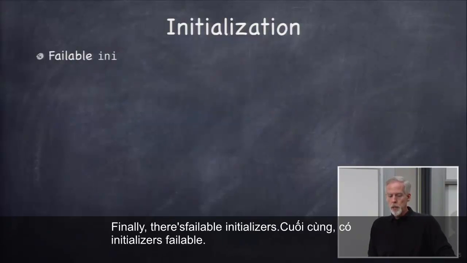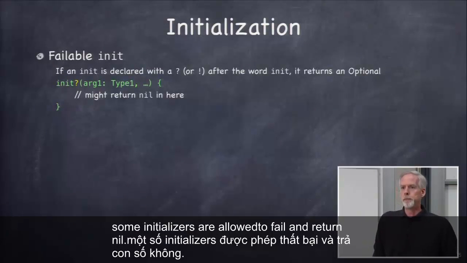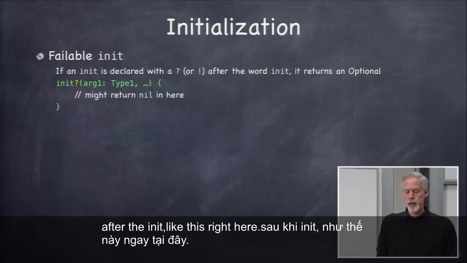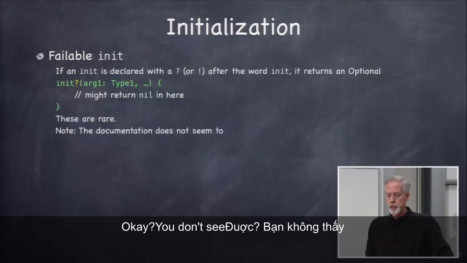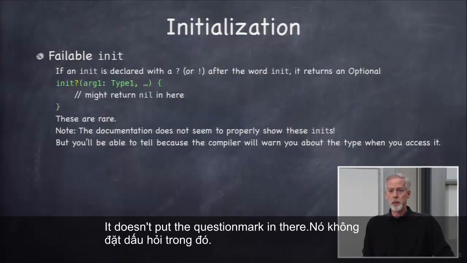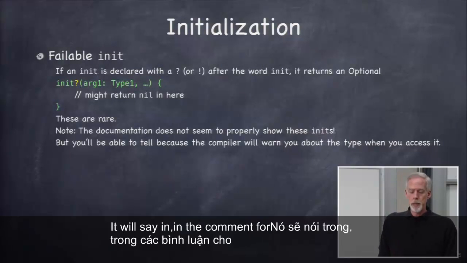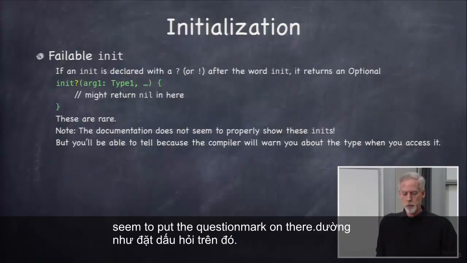Okay? Finally, there's failable initializers. Okay? So some initializers are allowed to fail and return nil. You designate them by putting a question mark after the init, like this right here. Now, this is pretty uncommon. You don't see this very often. And the documentation, last I checked, doesn't really show this very well. It doesn't put the question mark in there. I think it's just a documentation generation problem. It will say in the comment for the init, this can return nil if it fails, but it doesn't seem to put the question mark on there.